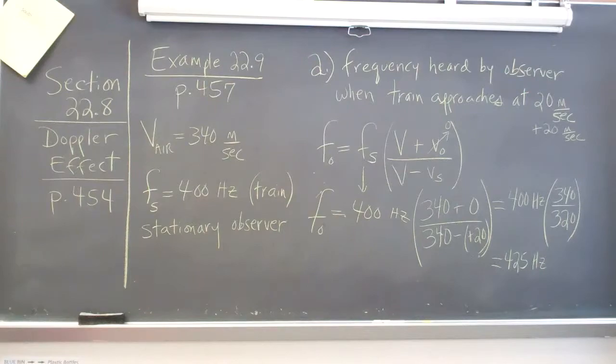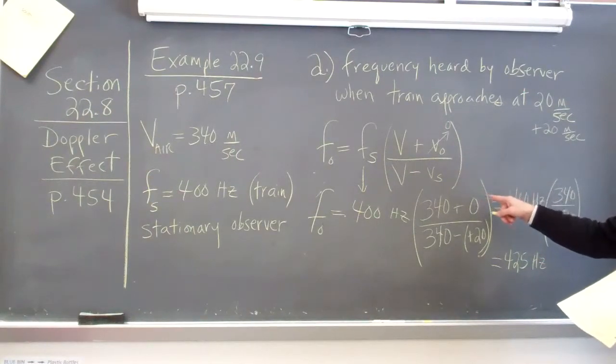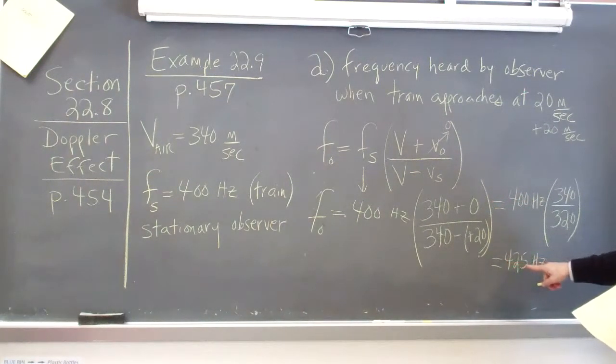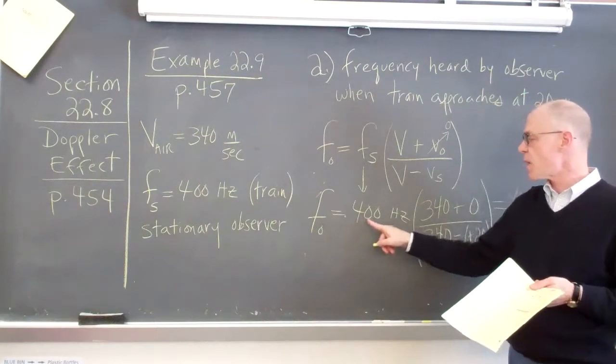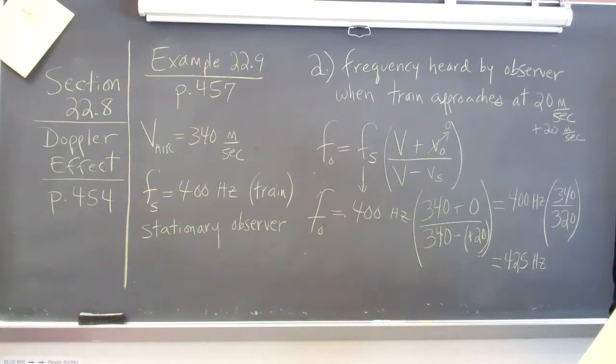So when you do these kind of problems, you should have an idea ahead of time what kind of an answer you're going to get. For example, if we did something incorrect in the equation, and let's say your answer turned out to be something less than 400, then you'd have to be able to recognize that that answer would not make sense, because in an approaching situation, the frequency heard by the observer should be a higher frequency than what the source of the sound is putting out. So in this case, this number does make sense in terms of the frequency observed being higher than the source of the sound.